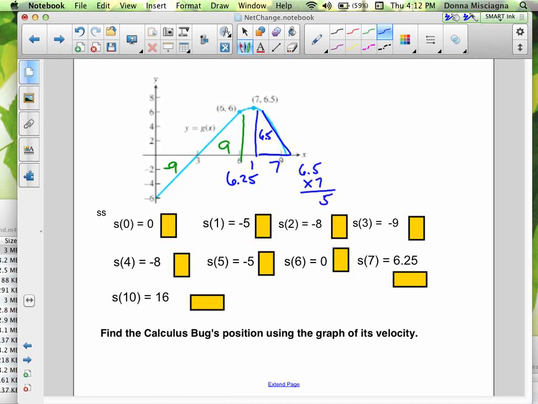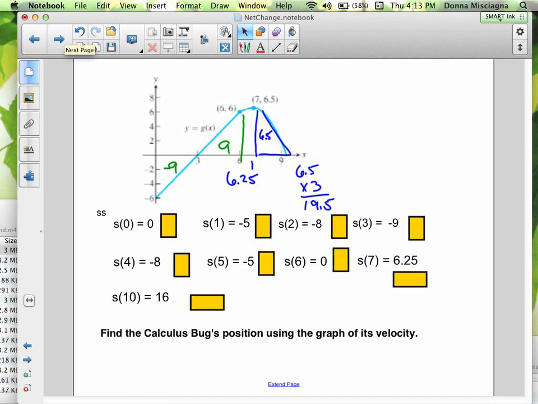So 44 point, wait, what did I just do? 45.5, and then divide, oops, why did I put 7? That's only, from 7 to 10 is 3. Excuse me. So 6.5 times 3, that's why the number looks so odd, 19.5. And then divide that by 2, so that's going to be about 10.25, so a little more than 10, and that's going to take it up to 16.